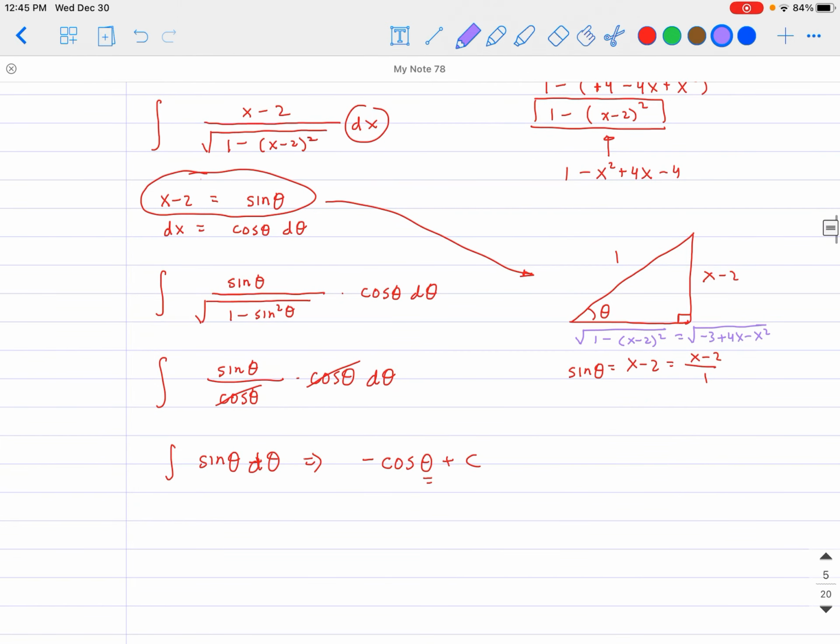Okay, so going back now to my substitution, I want to solve for negative cosine. So negative cosine, that is going to be the adjacent over the hypotenuse. So that means it's going to be negative the square root of negative 3 plus 4x minus x squared. Okay, and then we have plus c then. And that right there should be our antiderivative, right? Yeah, it looks like it.